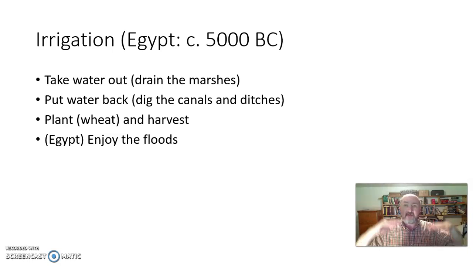What you do is now you've got dry land, right, where there used to be swampland. And so you dig the canals and ditches out to where people actually live, and then you put the water back. You knock down the dam, and the water that used to spread out over the swampland now goes down into the canals and ditches and carries the water out to where people actually live. And now you've got water so you can plant.